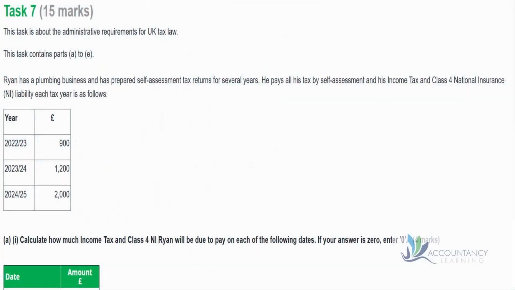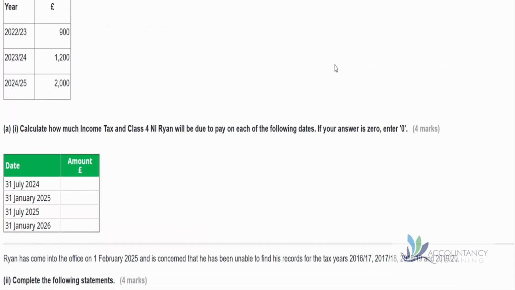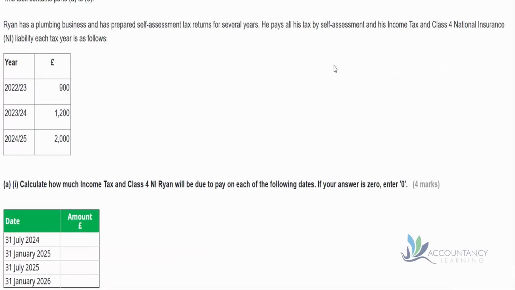Let's have a look at task 7 from the Business Tax Sample Assessment 2. Task 7 is about the administrative requirements for UK tax law. So in the first part of task 7 then, we have Ryan, who has a plumbing business and has prepared self-assessment tax returns for several years.